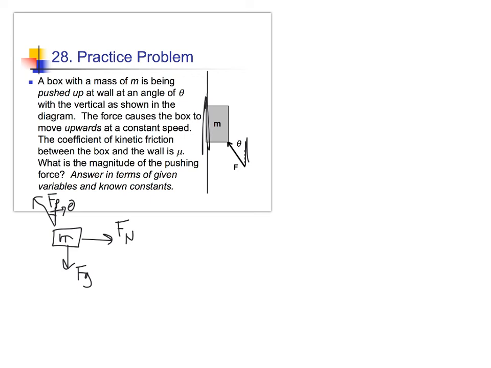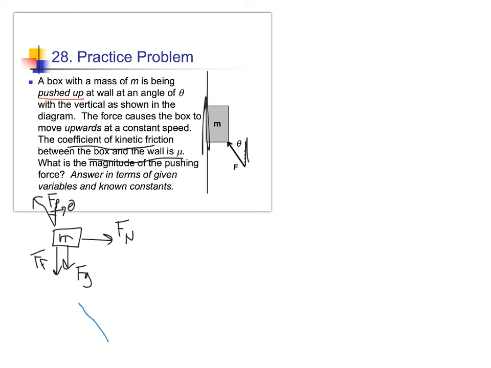We're told that there's a coefficient of kinetic friction between the box and the wall. So that means there's going to be a force of friction going opposite the motion of the object. We're told that the box is being pushed up the wall. Therefore, friction opposing the motion would be going down.